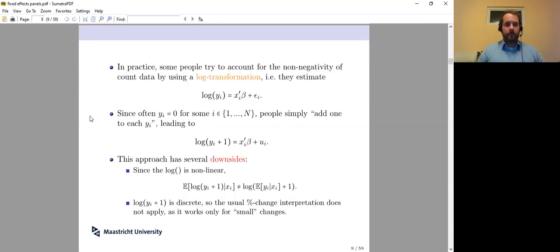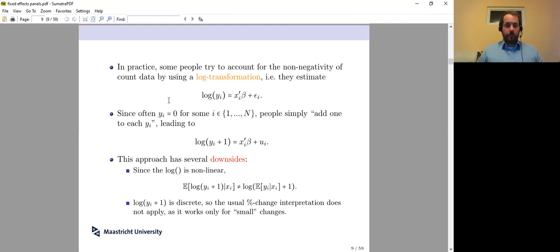Now, when you look at practical applications, people say, okay, well, I modeled this non-negativity of the count data, so I still want to use some sort of a linear model because I know how to use it. However, I want to take into account that the data on the left-hand side is always positive. Now, what they do is, well, they first try to fit the log. We model a linear function for the logarithm of y instead of y itself.